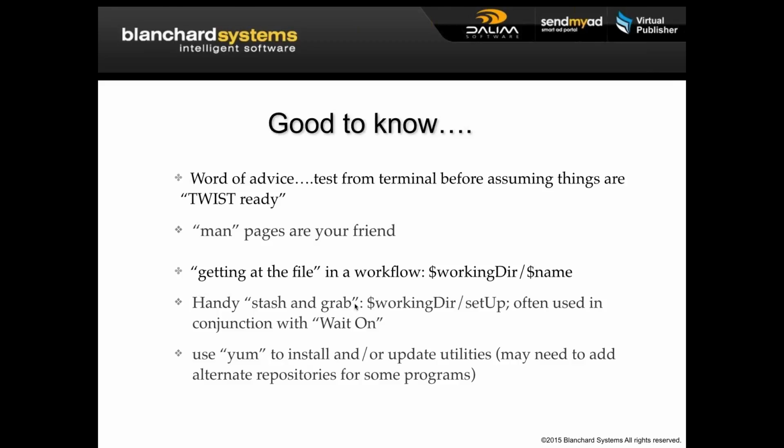Lastly, here are good things to know when you're trying to attack Twist solutions with this kind of stuff. It's pretty common to just test this from the terminal before assuming you can just get Twist to do it. If you can't get it to work from the terminal, it's probably not going to work in your workflow. The man pages in Linux are your friend, because that's how you often find out all the different arguments and options you can run with the utility.